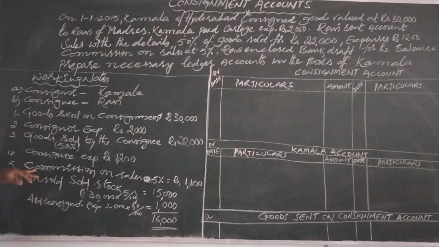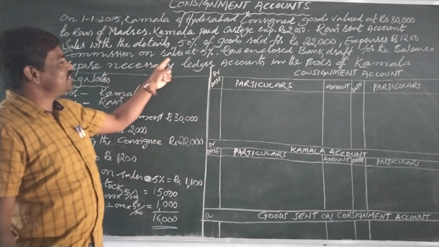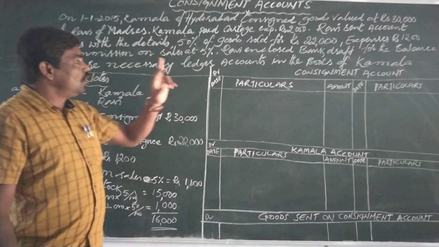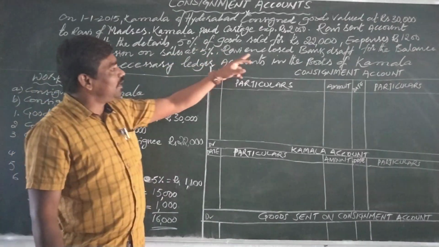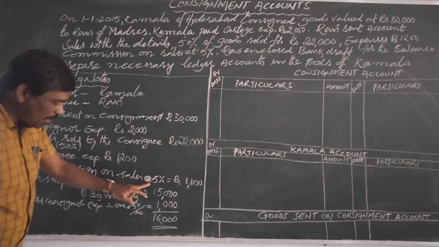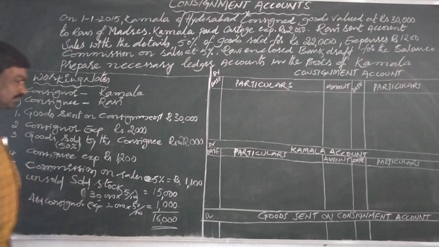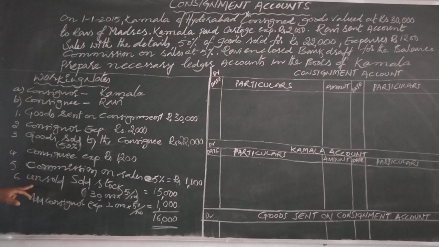Coming to the next one, commission on sales. In this problem, commission on sales is at 5%. Total sales made by the consignee are rupees 22,000. On 22,000 at the rate of 5%, if we calculate, we get 1,100. This is the commission amount. And unsold stock.